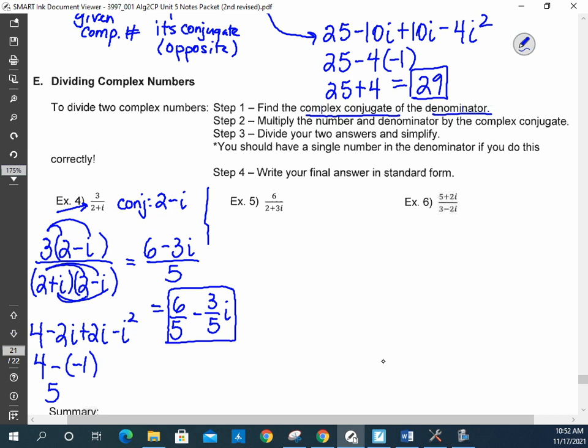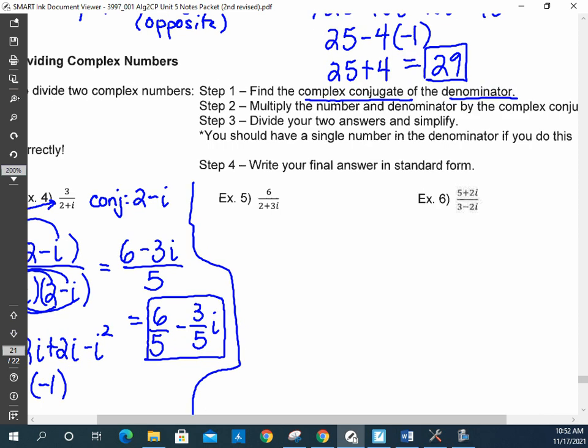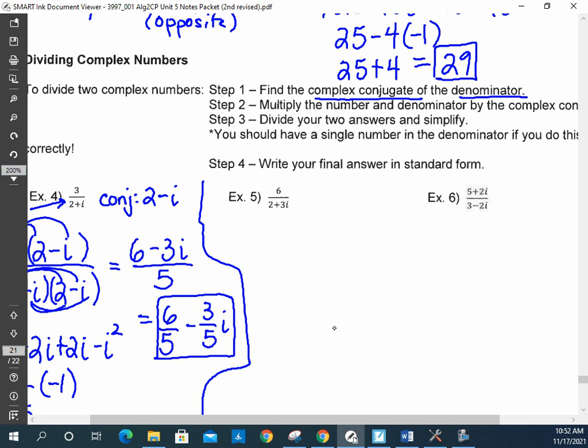So there's our first example. Let's do a second example. Example 5, we have 6 over 2 plus 3i. We're going to make it a little bit more difficult. We're going to make the top 6i over 2 plus 3i. Level up a little bit.